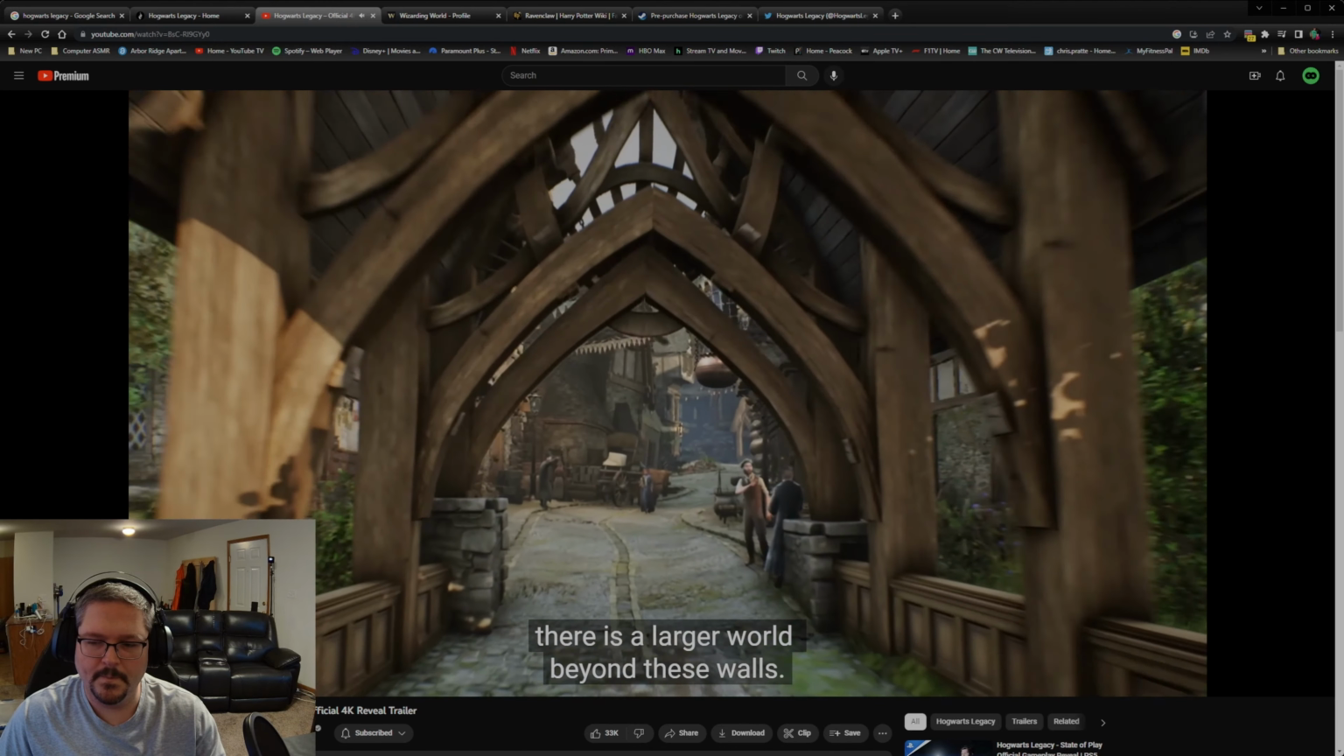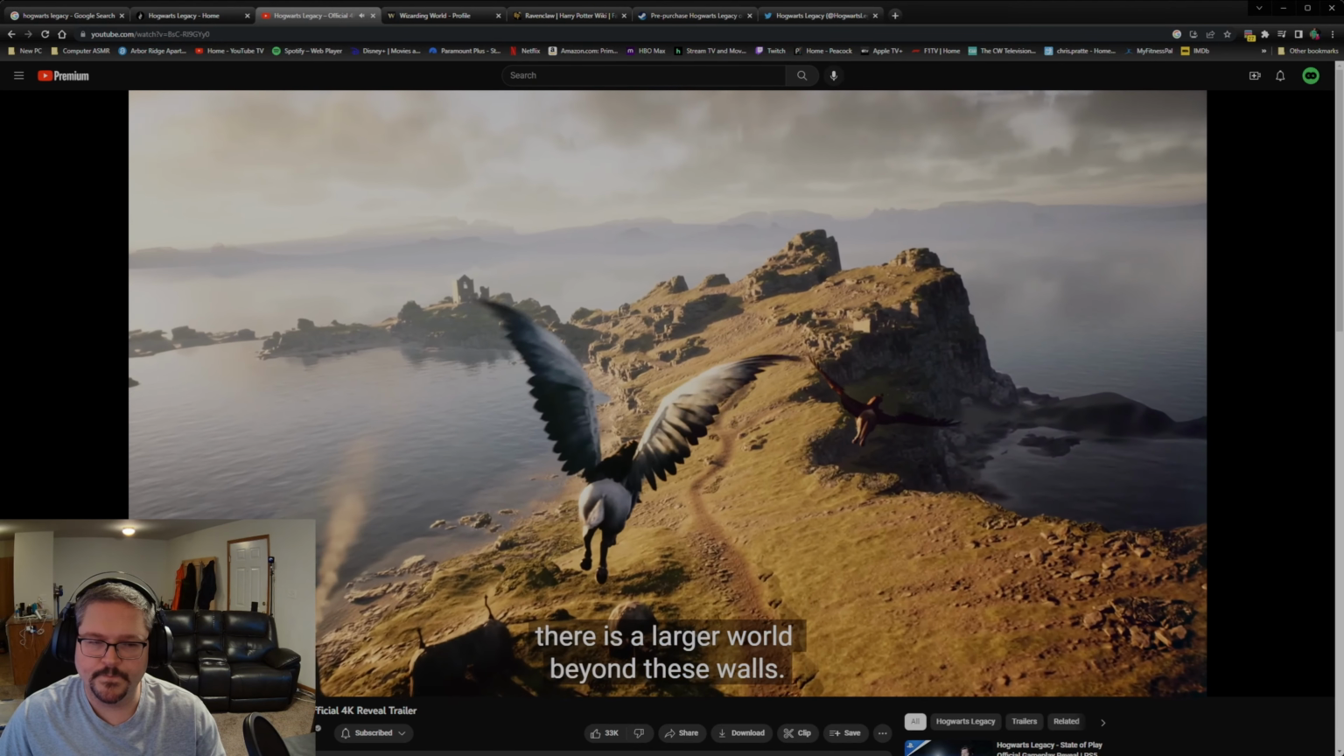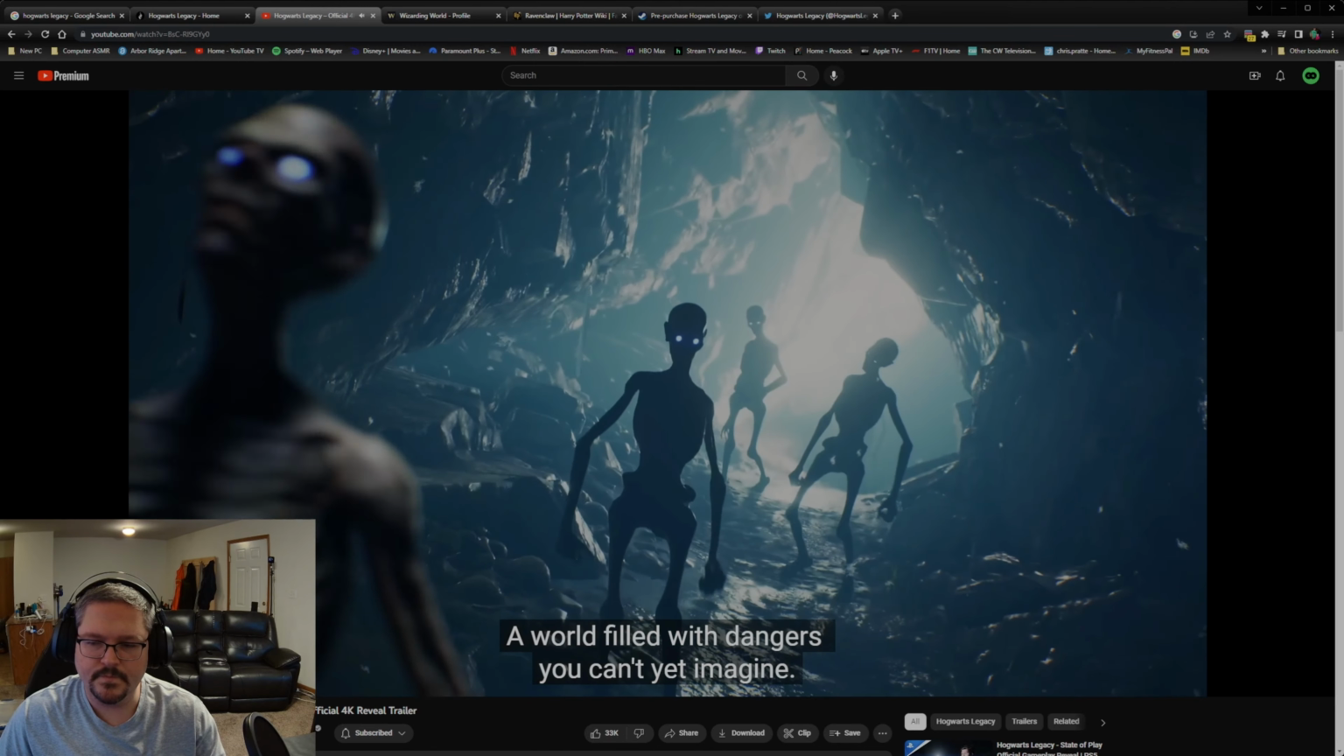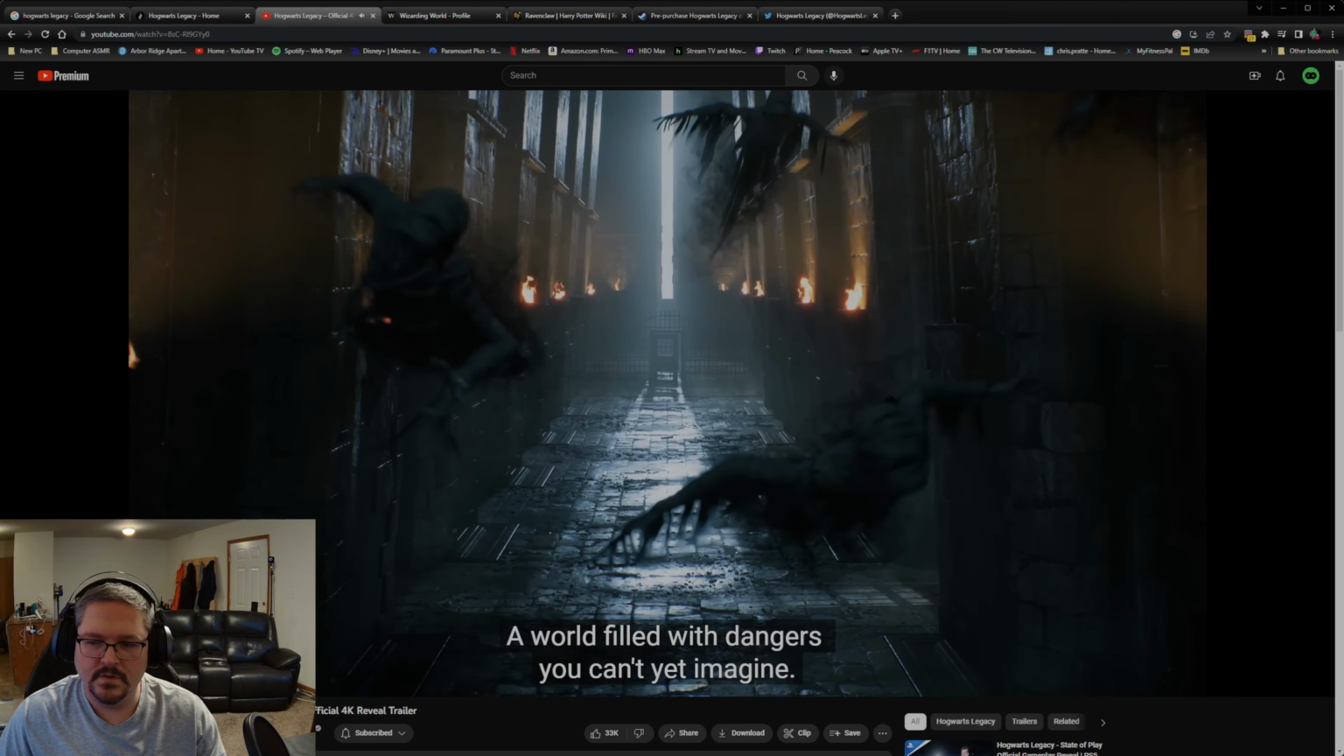Mastering spells. There is a larger world beyond these walls. A world filled with dangers you can't yet imagine.